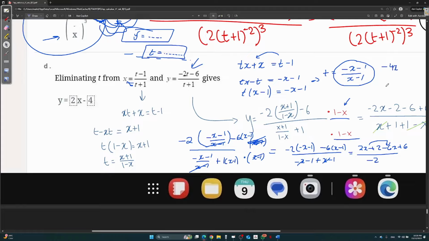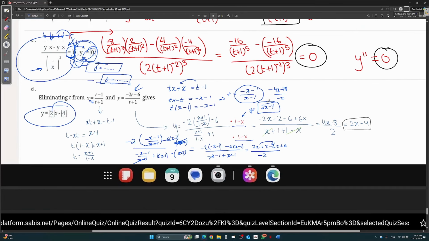This is when I know I did something wrong. Anyways, then 2 plus 6 is 8, over minus 2. Divide by minus 2 up and down, you're going to get 2x. 8 divided by minus 2 is minus 4. Alright, so that's your answer: 2x minus 4. So guys, this is very long. Just be patient with it, and it's going to solve with you, trust me.